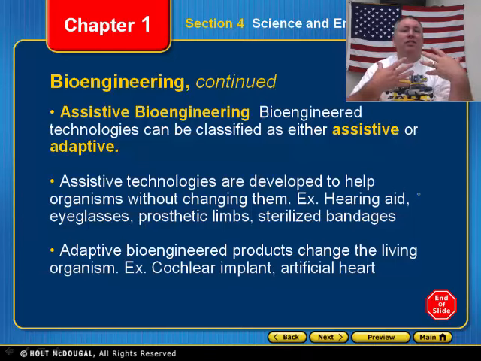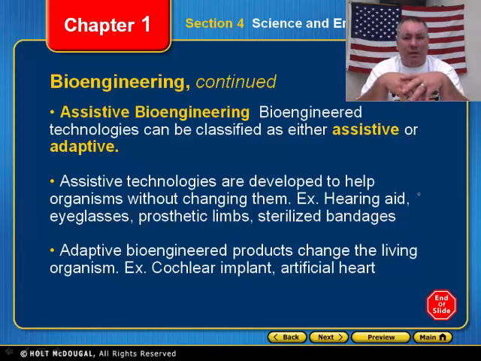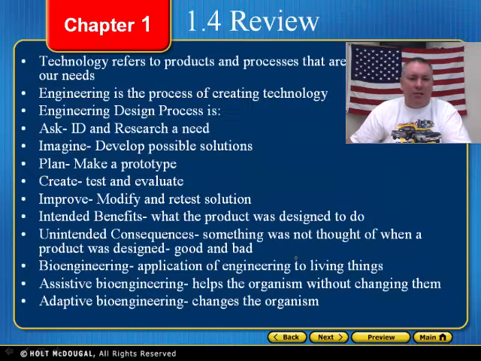An artificial heart changes that person. So those things are an example of an adaptive bioengineered product. They change the heart because they have changed that organism. A fake leg would be an example of assistive. It's helping that person get along, helping that person walk. So that's the reason why that's assistive. And the artificial heart actually changes the heart. They don't change the leg. They just added something to help them stabilize themselves.